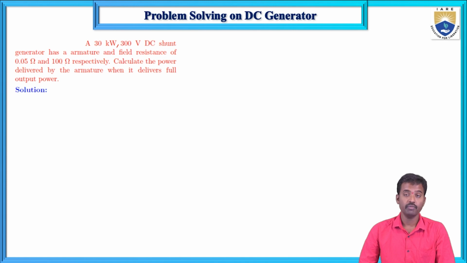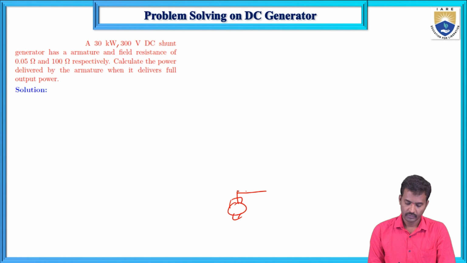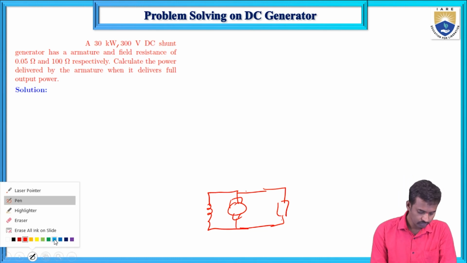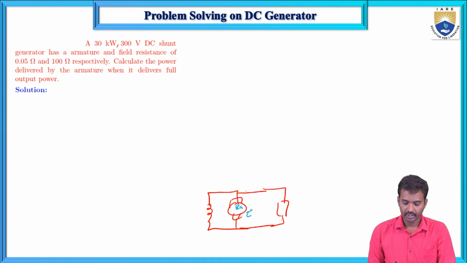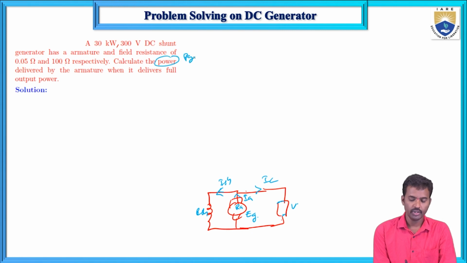First, the same diagram. This is the diagram. This is the armature winding and this is the field winding. This is the load of the shunt generator. Here RA and RSH, and this is the terminal voltage V. This is IL, this is ISH and this is IA. This is the terminal voltage V, and this is the induced EMF EG. Here you need to calculate the power delivered PG.